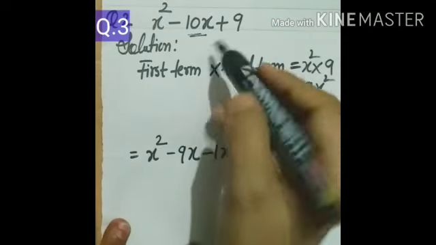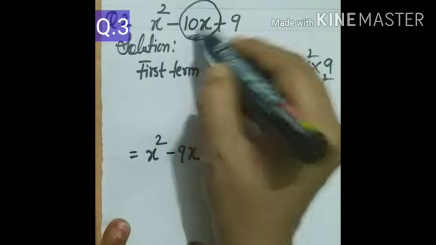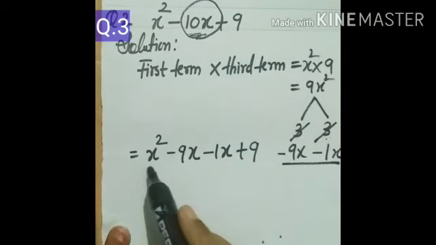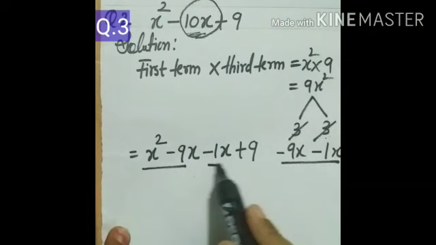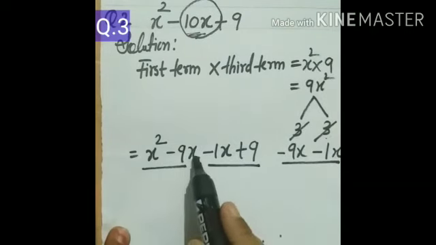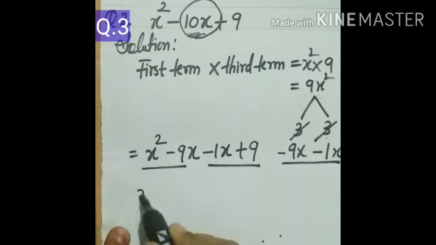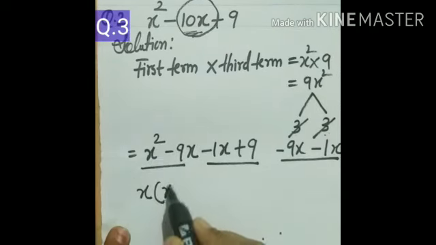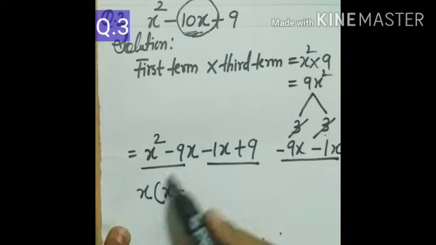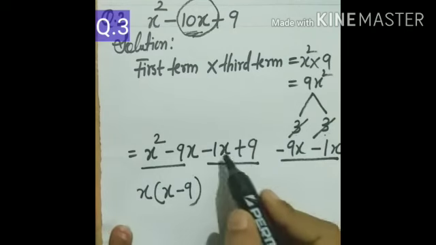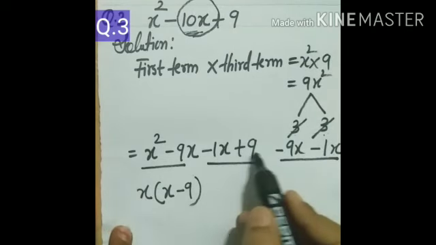Here children, in place of the middle term, we have to write these two factors. Okay. Now underline these two terms and underline these two terms. Now take out the common, children. What is the common between these two terms? X. Take out X. And here what remains, children? X. Here children, X we have taken common. So 9 remains.